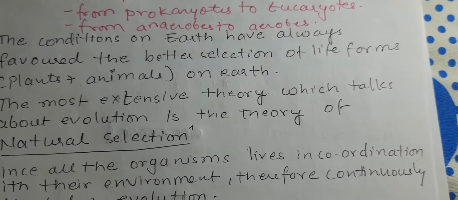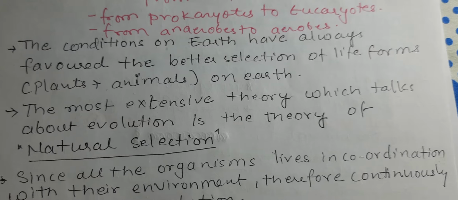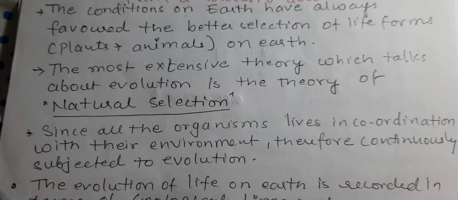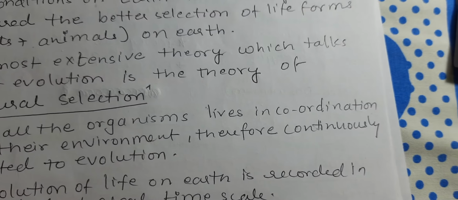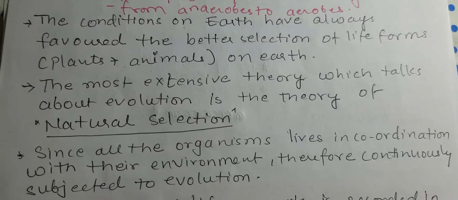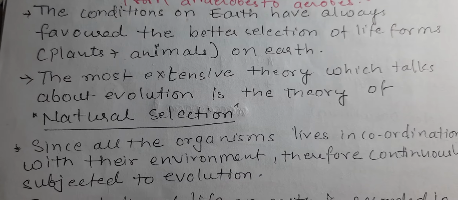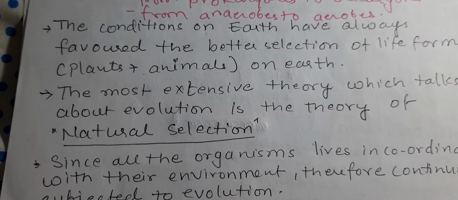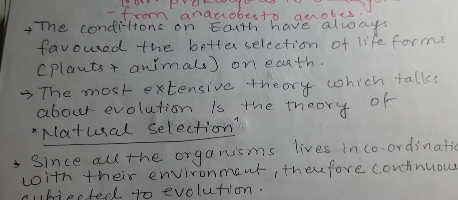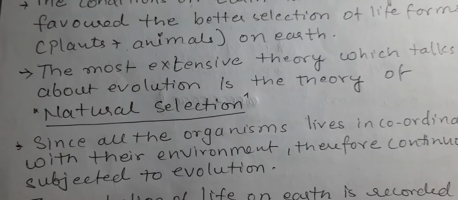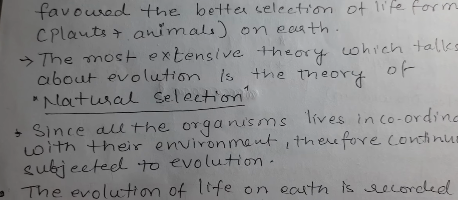The most extensive theory which talks about the evolution is the theory of natural selection. Of course, this is given by Darwin. Since all the organisms live in coordination with their environment, they are continuously subjected to evolution. So there is interaction between the organism and the environment, and it is said that the evolution keeps occurring in this way.